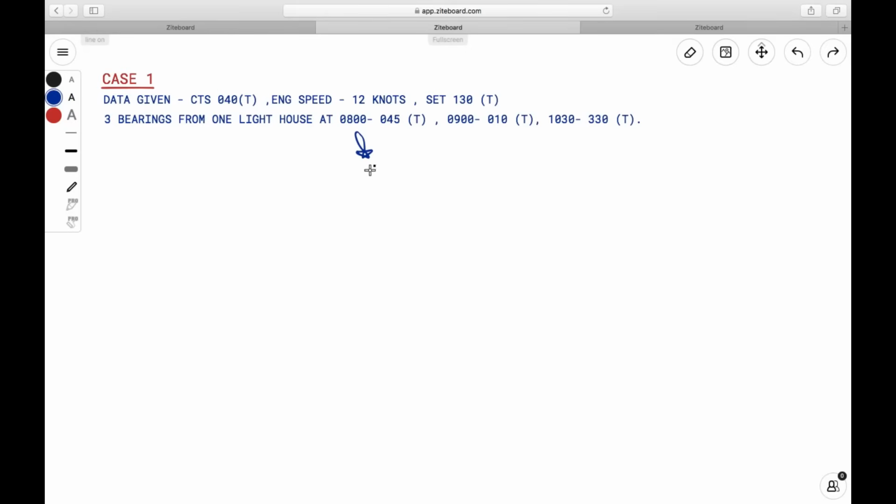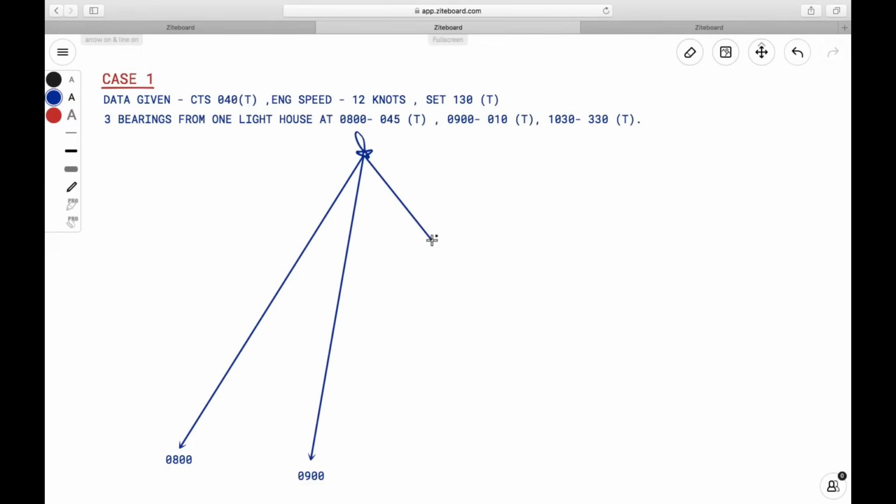I will show you on the board. Suppose this is the lighthouse and you have three bearings. Let the first bearing be 045, somewhat like this. This is the 000 bearing, and the second bearing is 010, somewhere like this. This is your 0900, and the third one will be 1030, that's 330, somewhat like this. So these are your three lines of bearing, or your position lines, at 0800, 0900 and 1030.